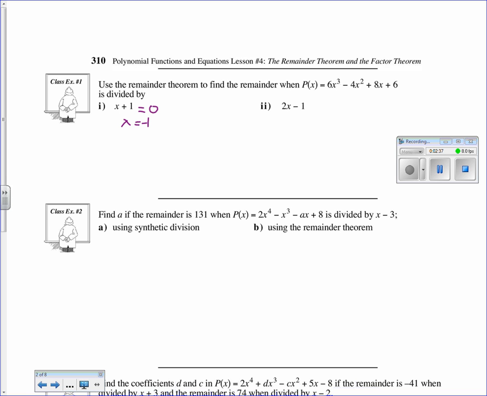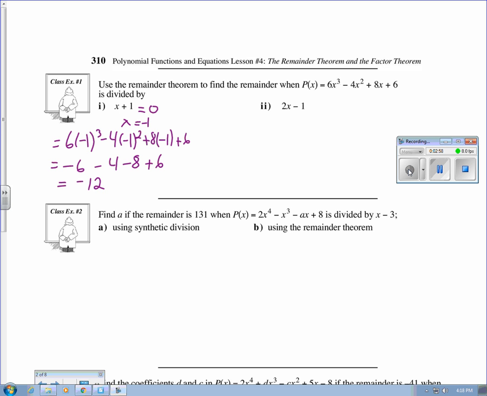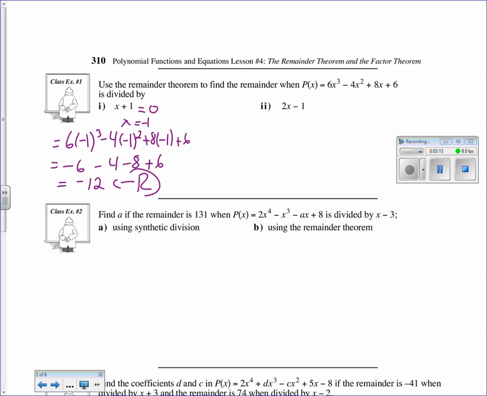I'm going to plug -1 into the polynomial. So 6 times -1 cubed minus 4 times -1 squared plus 8 times -1 plus 6 is equal to -6 minus 4 minus 8 plus 6. So I generate a -12. That means x plus 1 is not a factor of this polynomial. It will generate a remainder when I divide by x plus 1. This is my remainder, r.